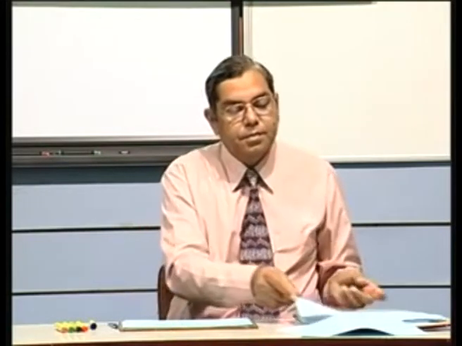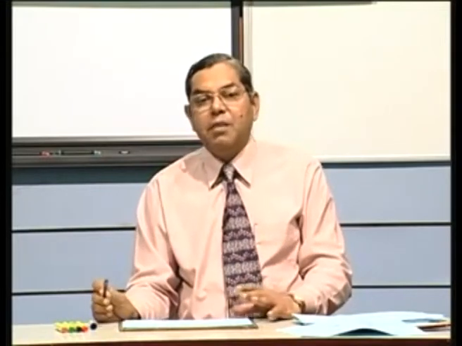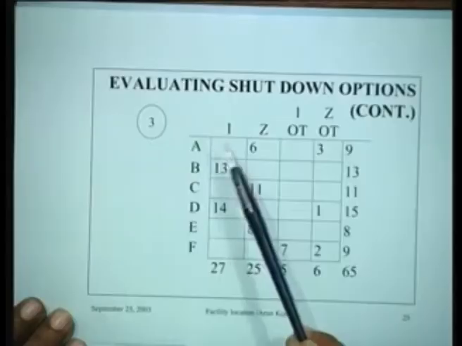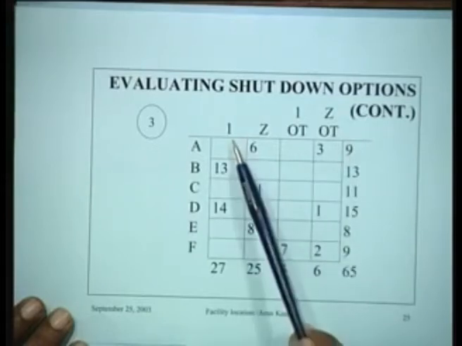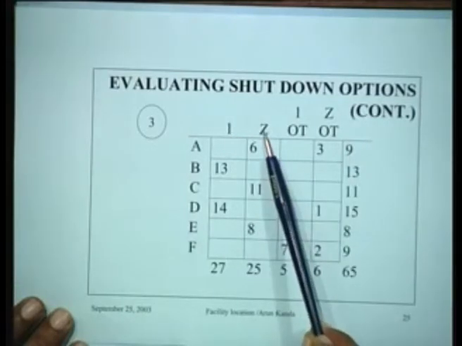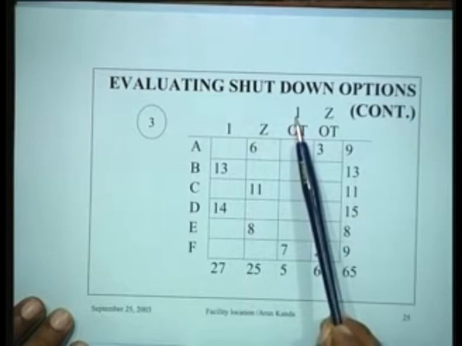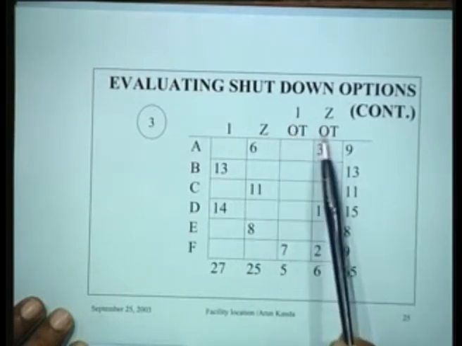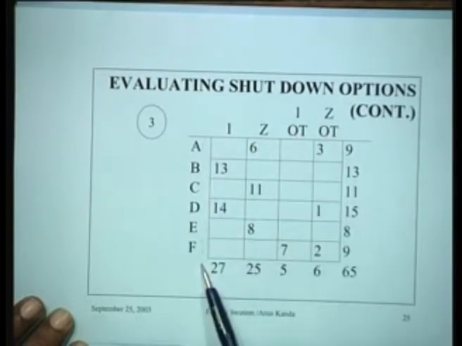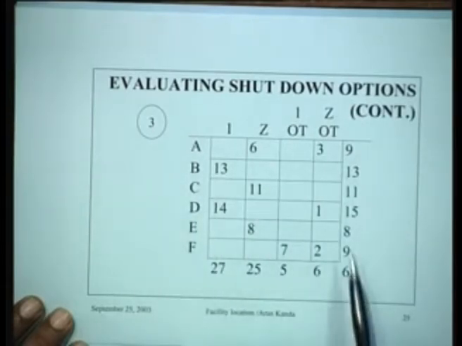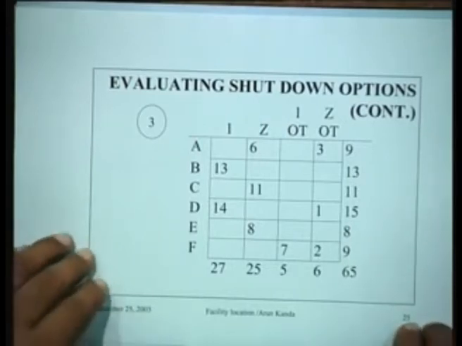Now in the same manner we can consider the other 2 options. If we shut down plant 2, what will happen? Obviously plant 2 is not available, so the only plants which are available are 1 and 3. You can resort to overtime on 1 and overtime on 3, and you have of course the various warehouses. You can solve this transportation problem again, and you can find out the optimal solution in this manner.